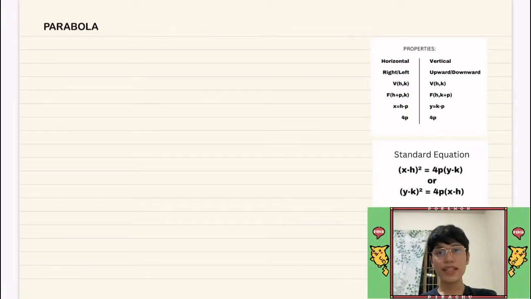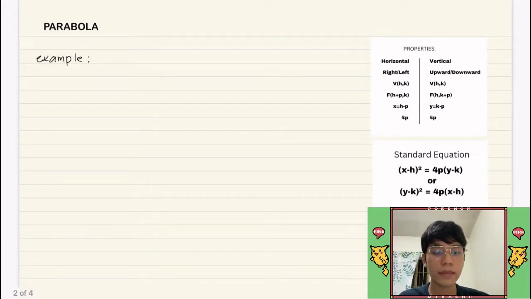As you can see in the presentation, properties from horizontal axis differ from vertical axis, same as the standard and general equations. The standard equation for vertical parabola is x minus h quantity squared equals 4p times the quantity y minus k, while for horizontal, we use y minus k quantity squared equals 4p times the quantity x minus h. So now that we identified the properties and equations in parabola, let's now proceed to the given examples.